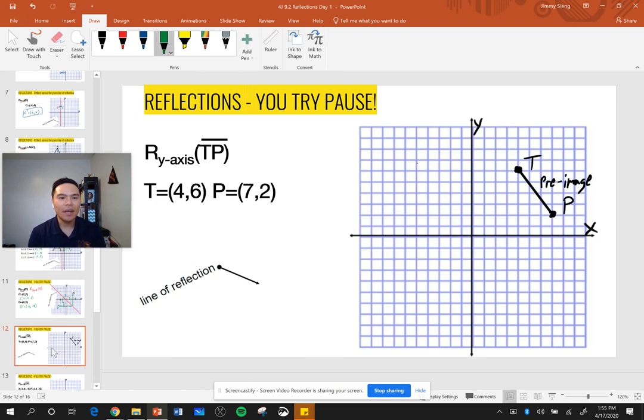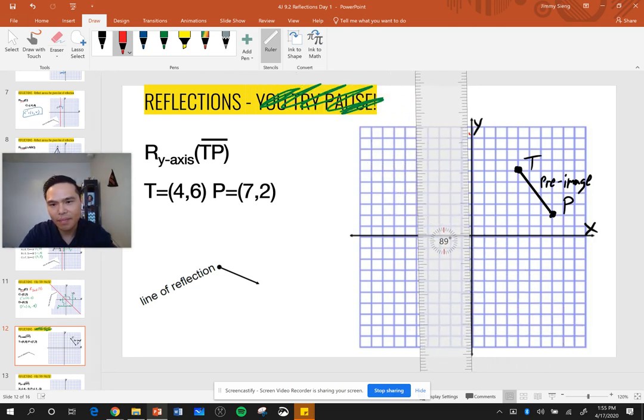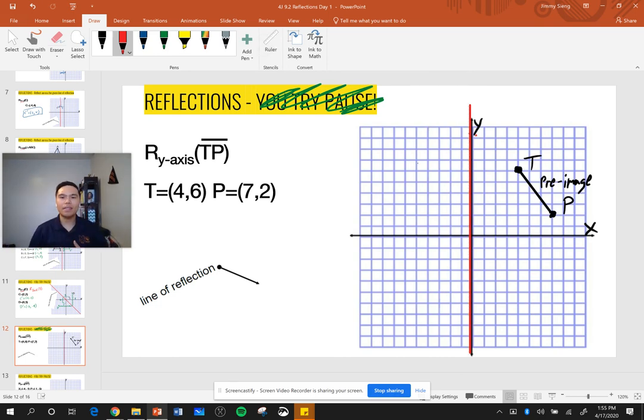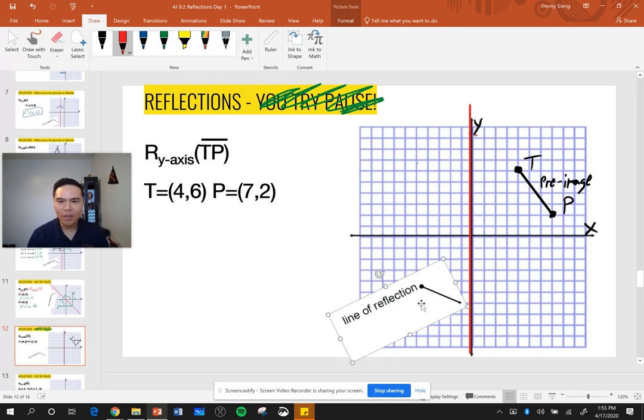Okay, now let's make this a little bit harder. I know this says you try, but let's see if we can just do this one together, okay? So let's do this one together. Again, your line of reflection is going to be that vertical line, it looks like, right? So it looks like we got one right over here. We're going to reflect T and P off that line. Actually, this isn't too bad, right? If you remember what we talked about, then you'll know that there's a pattern going on here.